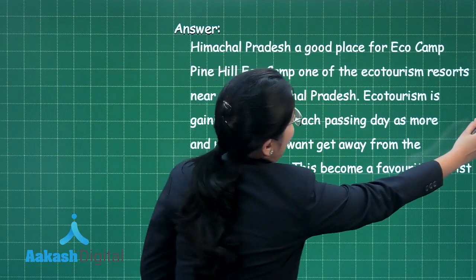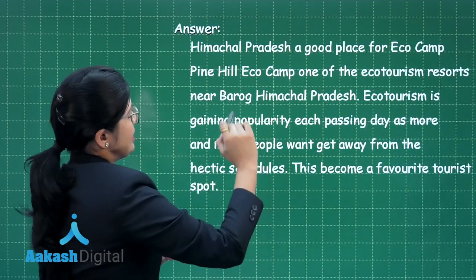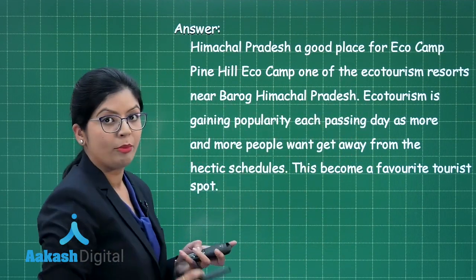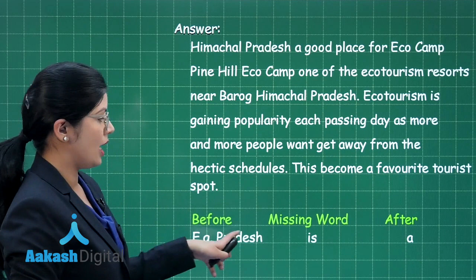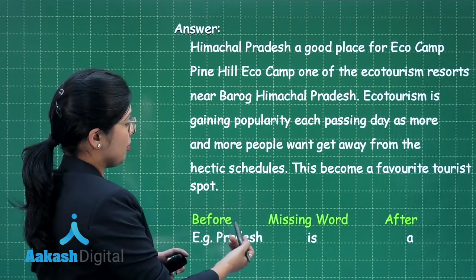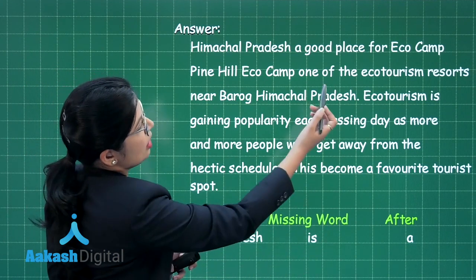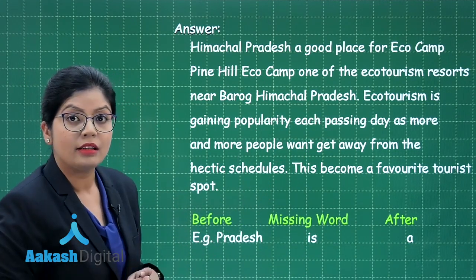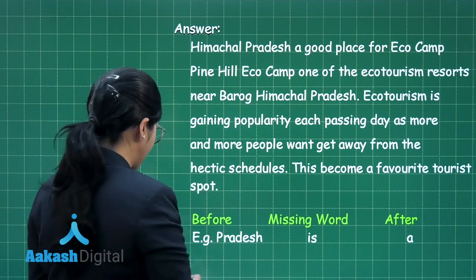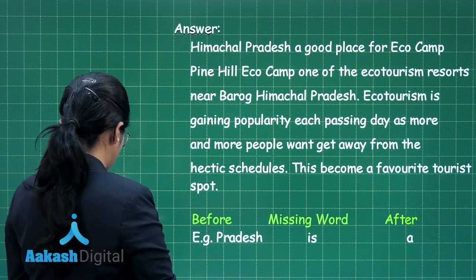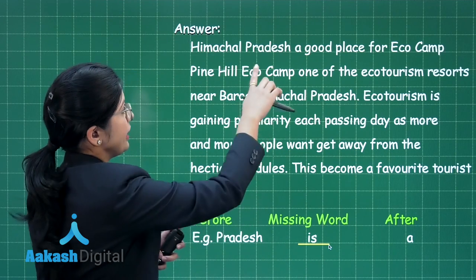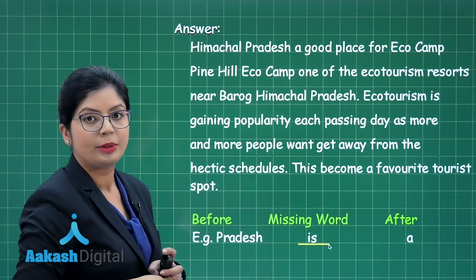In order to solve this one by one, let's read the question again. Now, in this paragraph, the first line says, Himachal Pradesh a good place for eco camp. Now, for the first sentence, the answer is already provided to us in the question itself. It says, Himachal Pradesh is a good place. When we read the sentence, we identify that there is a verb missing in the question, and therefore the correct answer that has been provided is a verb in order to connect the sentence and its multiple parts.